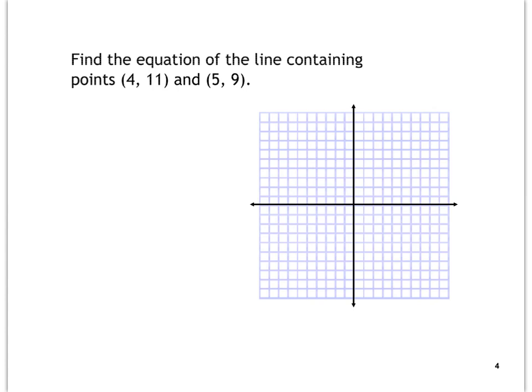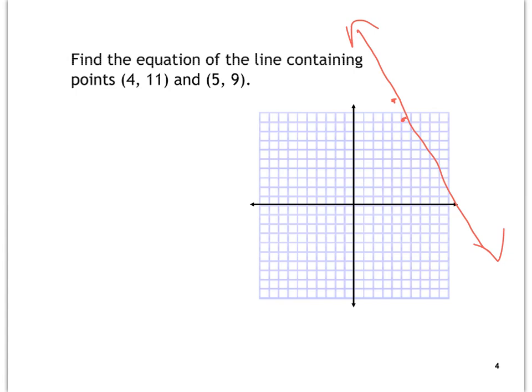Okay, as we look at this next one, find the equation of the line containing the points 4, 11 and 5, 9. Let's go ahead and plot those points. So we're going to go over 4 and up 11. That's right about here. 4, 11 and 5, 9. That's going to go right 5 and up 9. That's going to be this point right here. I'm doing my best here with my marshmallow. I'm going to try to graph the equation. The line looks something like that.